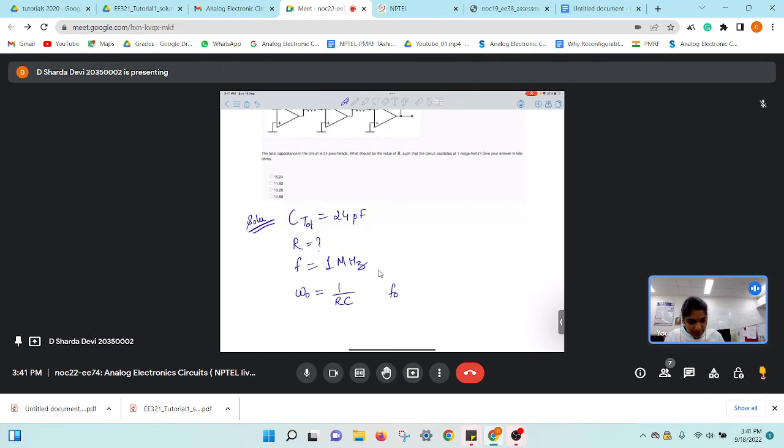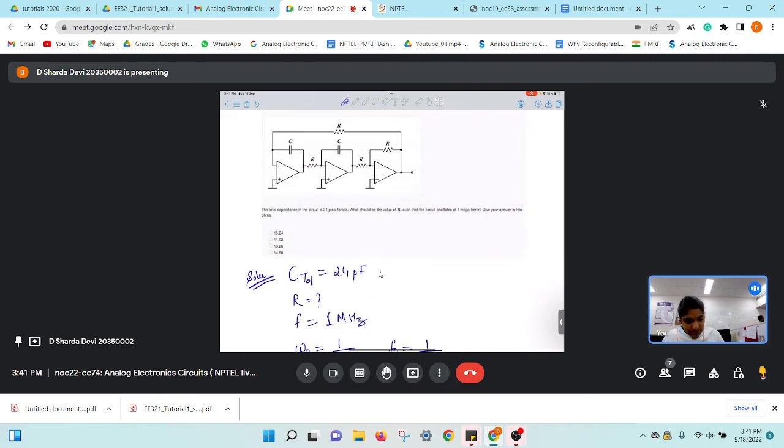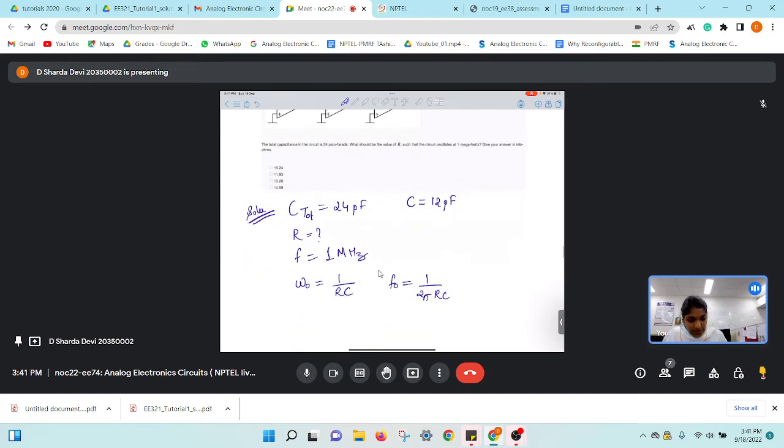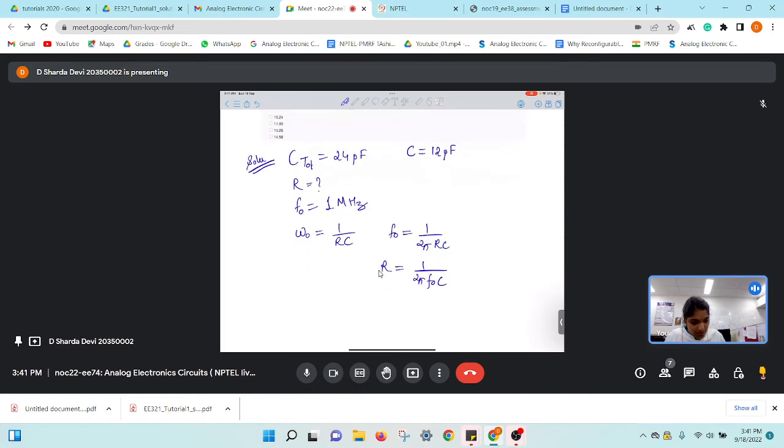And F naught will be given by 1 upon 2 pi RC. So here, since there are two capacitances, each capacitance will be of 12 picofarad. And F naught you already know, so you simply have to find out R, which will be 1 upon 2 pi F naught C. So what is the value of R that you are getting?